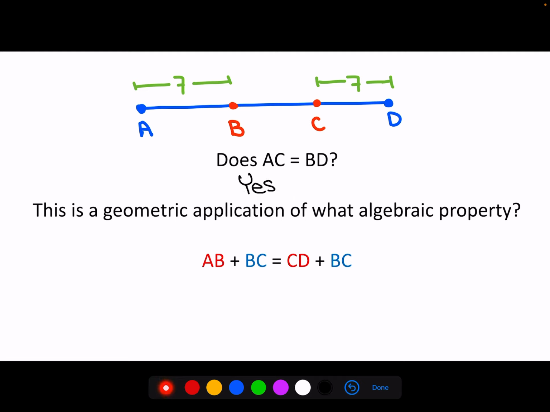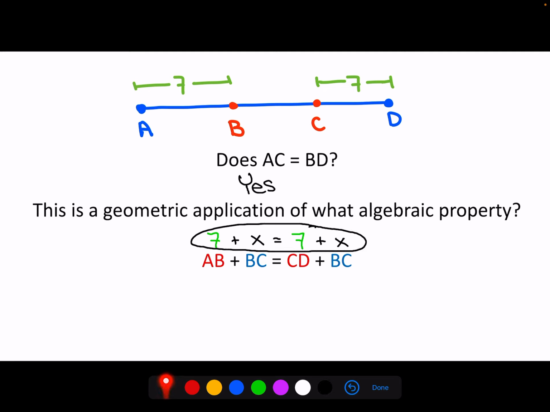As an example, we said that AB is 7 and CD is also 7. Now, we're looking at if I add BC to both of them, will they still be equal? Let's say that BC is an unknown length, it's x. Then I'm adding x to both of these. And we know 7 plus x is equal to 7 plus x. So therefore, this is a true statement.